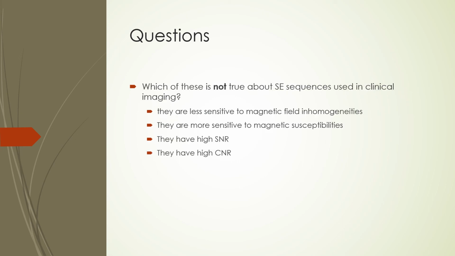Next question: which of these is not true about spin echo sequences used in clinical imaging? First choice: they are less sensitive to magnetic field inhomogeneities. Second choice: they are more sensitive to magnetic susceptibilities. Third choice: they have high signal-to-noise ratio. Fourth choice, they have high contrast to noise ratio. The correct choice is the second choice. This statement is not true about spin echo pulse sequences. This is the last slide.